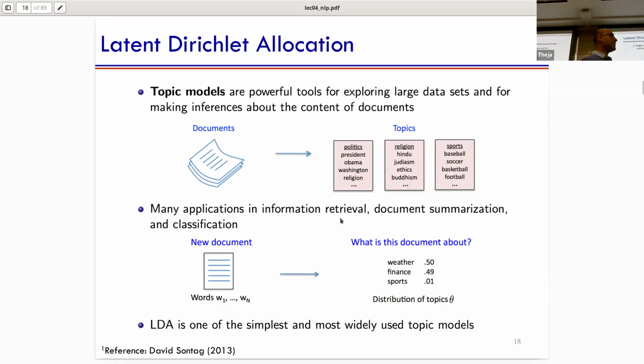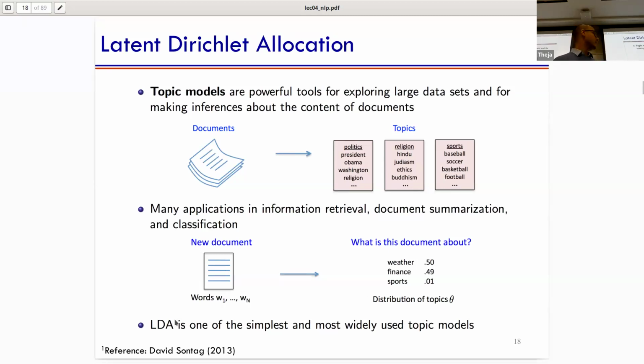The application is just like clustering. Once you do clustering, you can use the cluster labels as some sort of prediction targets. So if you get a new document, you can ask what this document is about. It's basically saying whether it belongs to cluster 1, cluster 2, cluster 3, or cluster 4. So it's some sort of classification you can do.